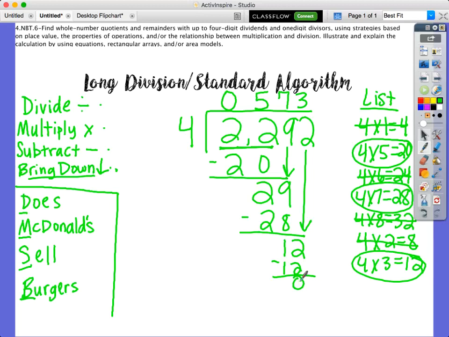Be sure to check your work. 573 times 4, the inverse operation should give us a product that matches the dividend of 2,292. 3 times 4 is 12. Regroup the 1. 4 times 7 is 28 plus 1 is 29. Regroup the 2, and 4 times 5 is 20, plus 2 gives us 2,292.